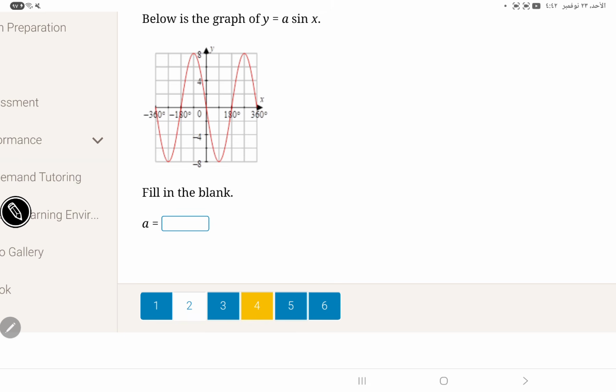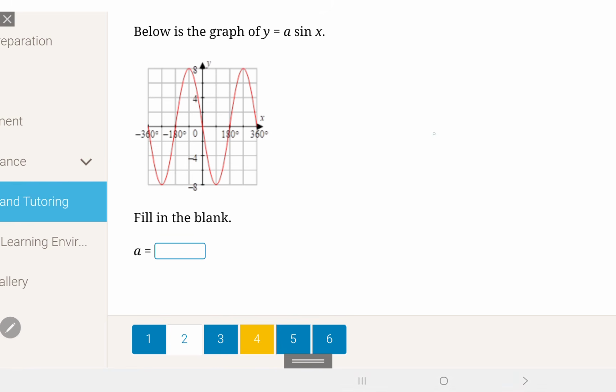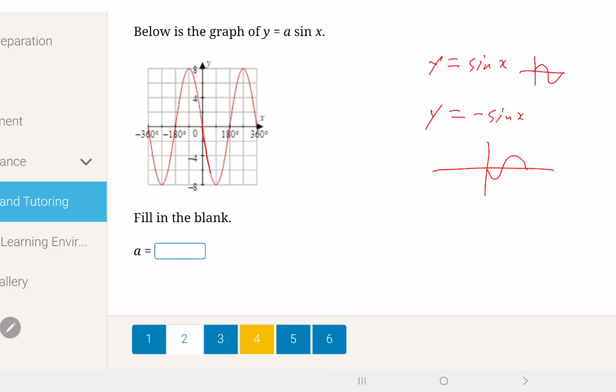Question number 4 now. y equal a sine. So again here you have the sine function. But you have to notice that here the sine function is flipped. So y equal negative sine x. Remember, y equal sine x would be like this. Negative sign would be reflected in the x-axis, like this. Clearly, this is reflected in the x-axis. So A must be negative. And negative what? The amplitude. What's the amplitude here? 8. So negative 8.